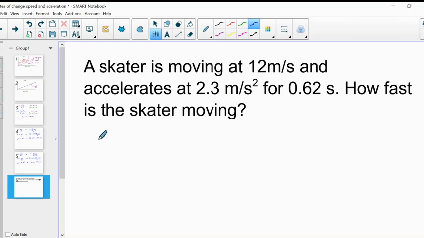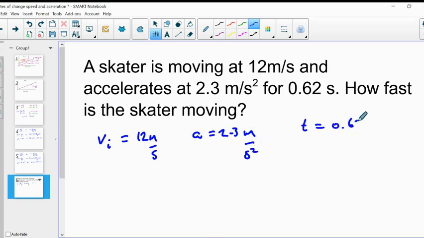It's provided. We have a velocity or a speed, and we'll call that the initial velocity of 12 meters per second. We also have an acceleration of 2.3 meters per second squared, and we have a time of 0.62 seconds.